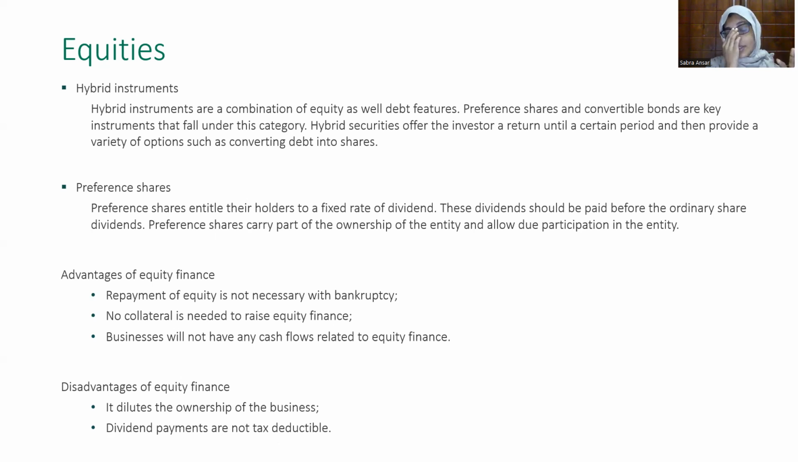It depends on the situation of the company and declaration of the dividend rate. However, the preference shareholders will get a fixed rate of dividend, which is similar to loan stock. So these dividends would be paid before the ordinary share dividend, and preference shares carry part of the ownership of the entity and generally allow due participation in the entity.